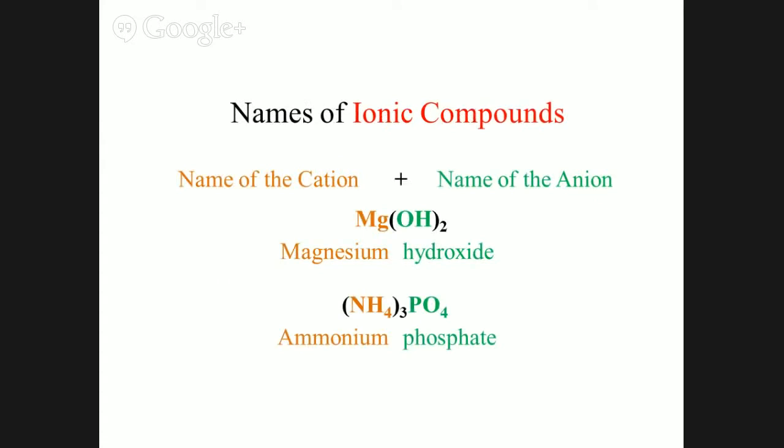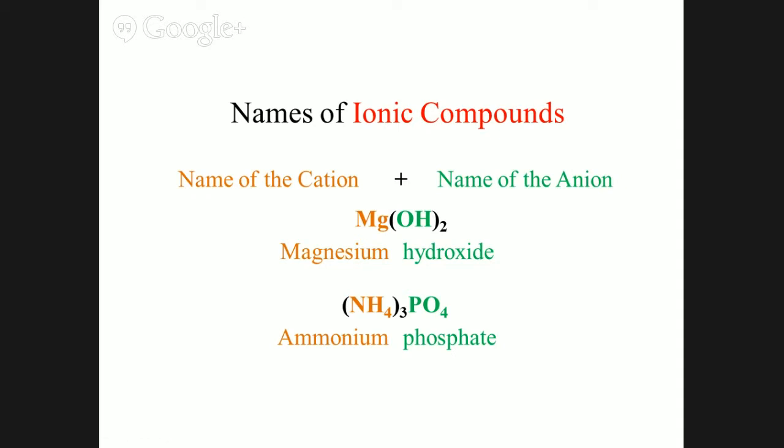Okay, as I said, ionic compounds, their names are basically two names stuck together. You were given a sheet that has a whole bunch of ion names on it. One column had all the positive ions, the cations. The other column had all the negative ions, the anions. And basically, you just put the two parts together and you have your name.